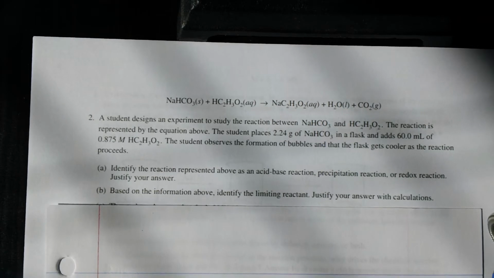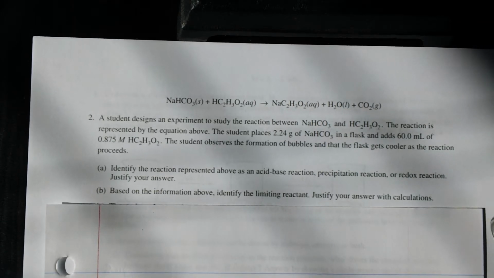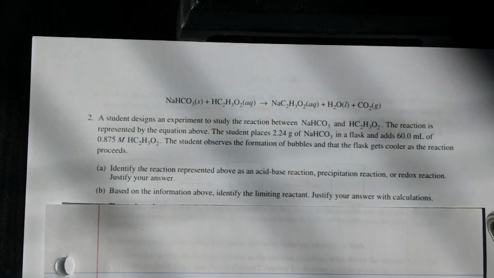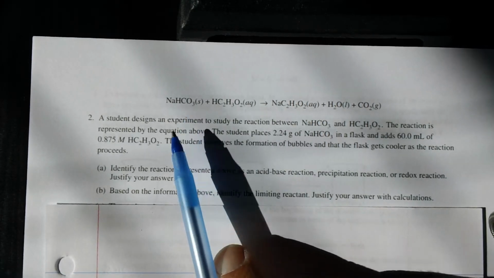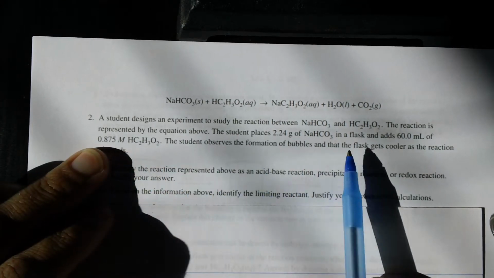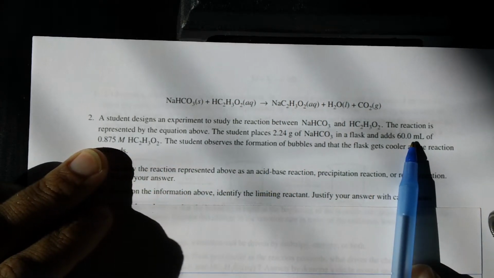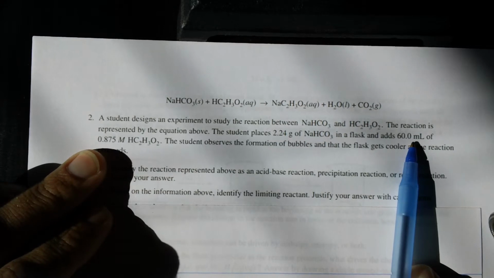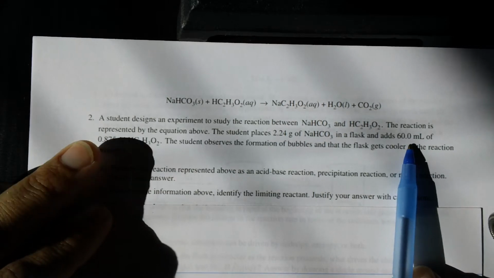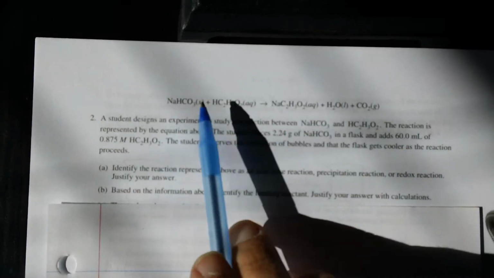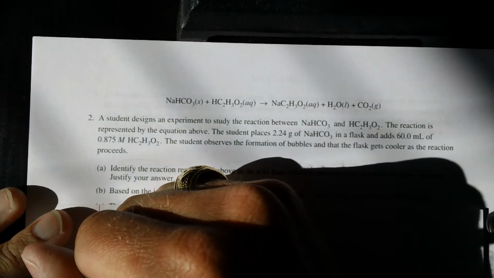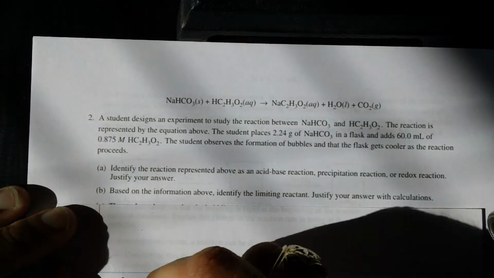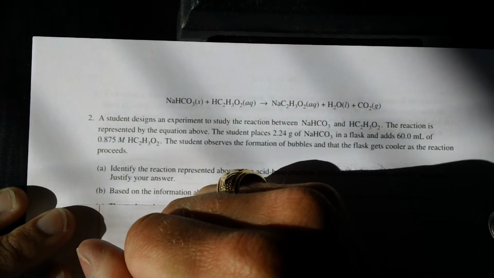B says, based on the information above, identify the limiting reactant. Justify your answer with a calculation. So we've got to figure out which one of these is limiting. We've got grams of NaHCO3 that will turn into moles. We've got molarity and volume of the acetic acid. So we have moles of that, and then we can compare those moles. It happens to be a 1-to-1 ratio, which is nice for us. So here we go. On part B, I'm going to do the 2.24 grams first.